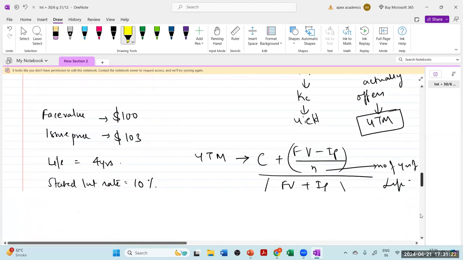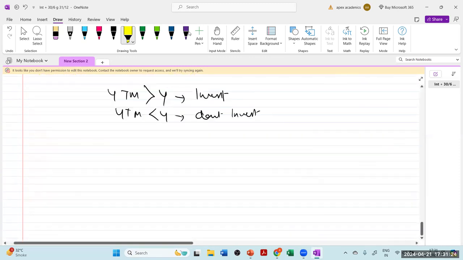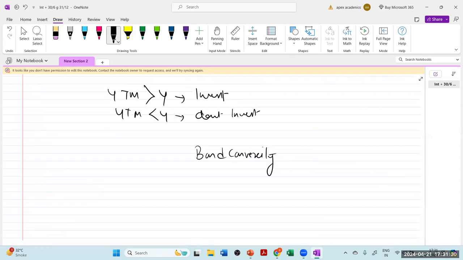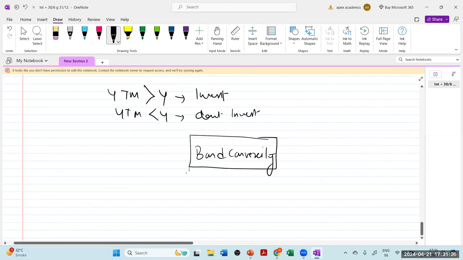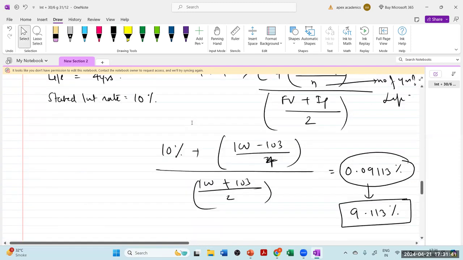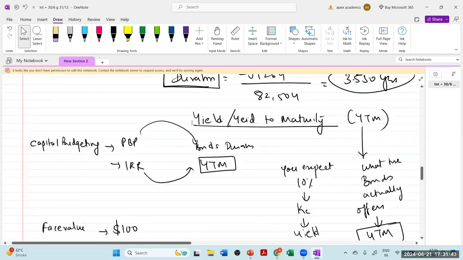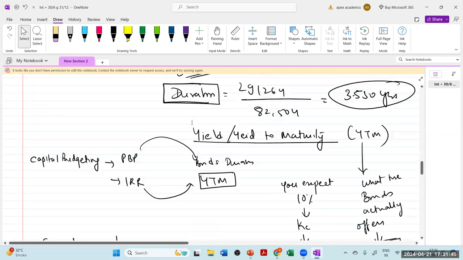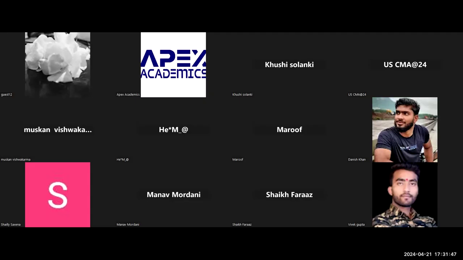Now the final topic that remains is something known as bond convexity. I am not aware whether this is there in CMA, this is there in CFA. So if it is not there, I will not teach you right now. I can do it with the CFA boys later on. But right now we do have yield to maturity. There is no doubt about that. I'm stopping the record.